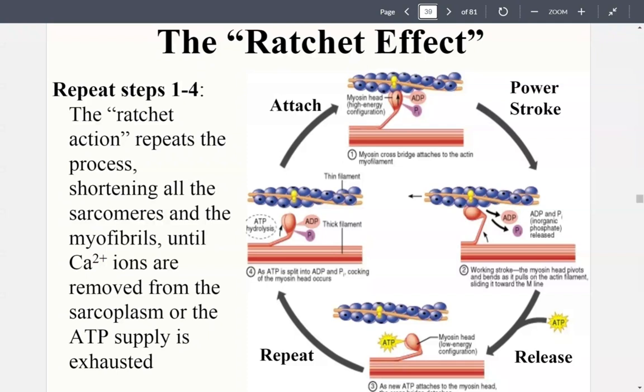And this cross bridging will occur all the way down the length of the thin filament. Now, if there's still calcium, if there's still energy, it will maintain that bridging at that final spot, keeping that contraction.